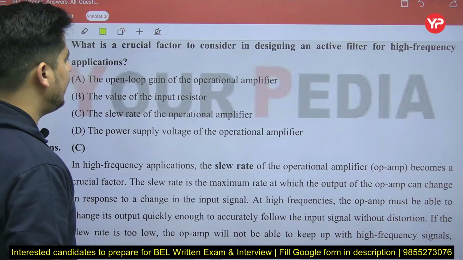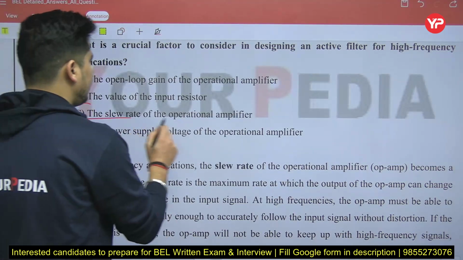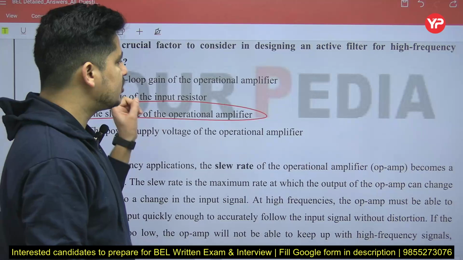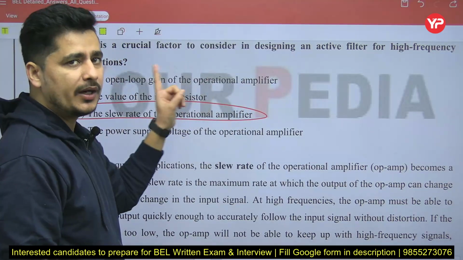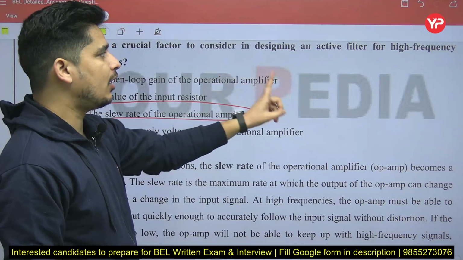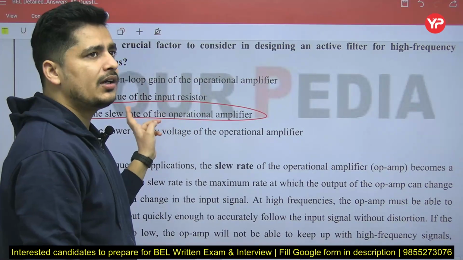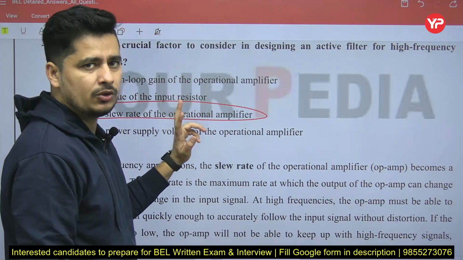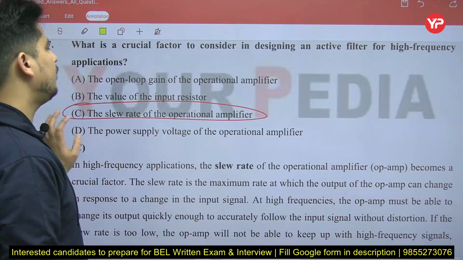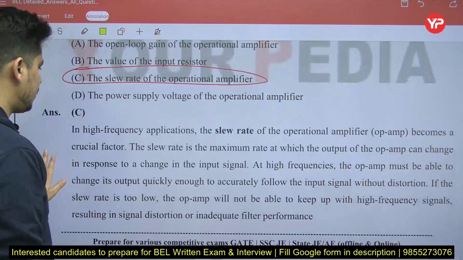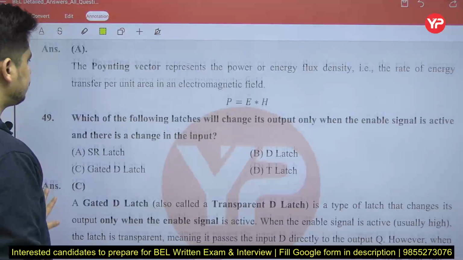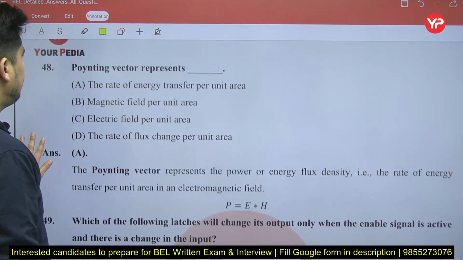The slew rate of the operational amplifier should be considered because it is the change in the output with respect to the change in the input. If your input is changing fast and the output is changing slowly, it means it is not meeting your slew rate configuration, and you cannot design a proper active filter at a high frequency application. So slew rate is the most important thing here for designing a filter.